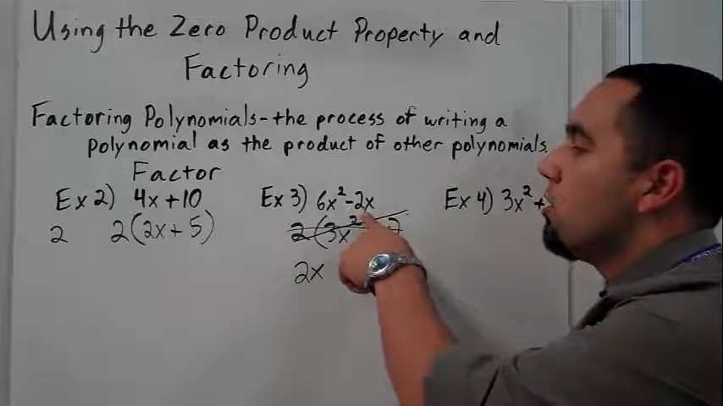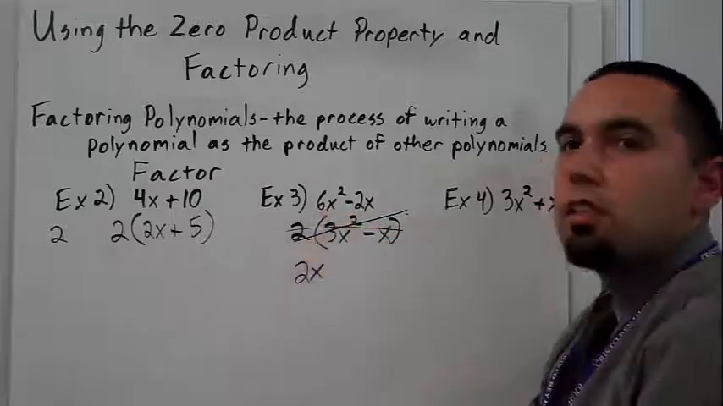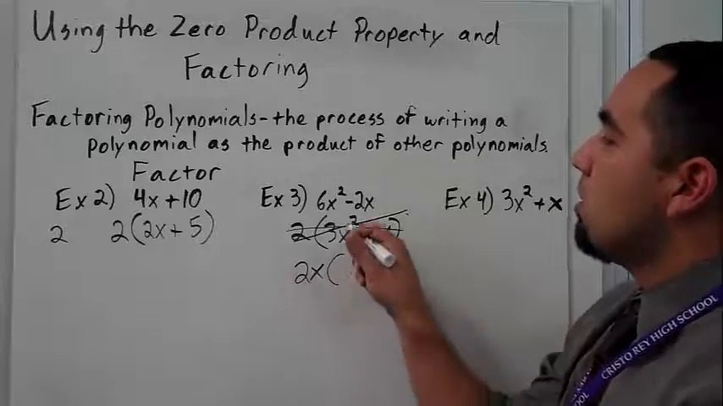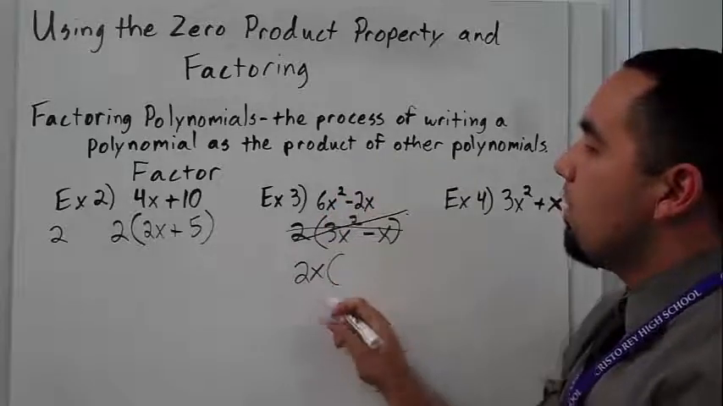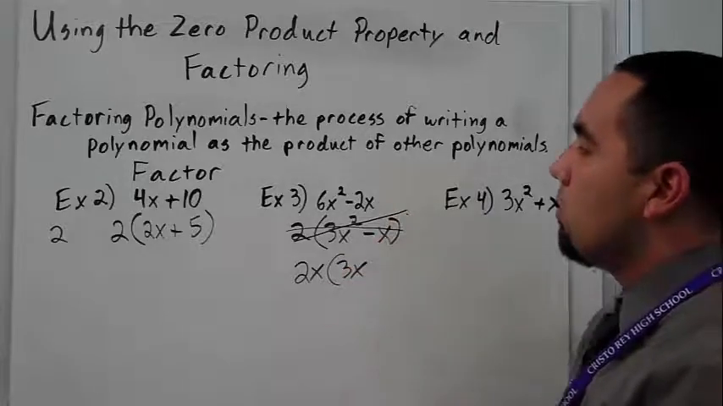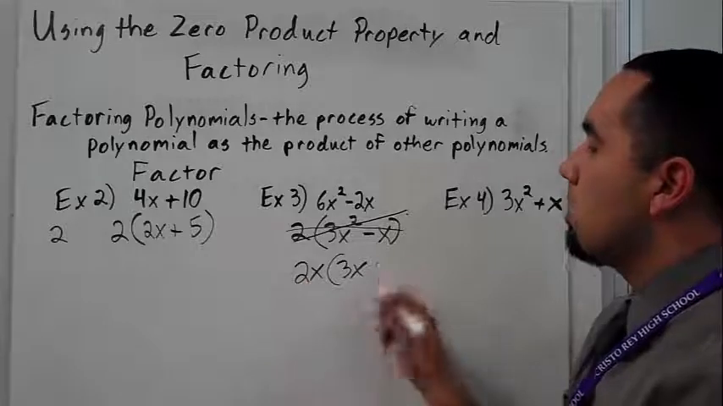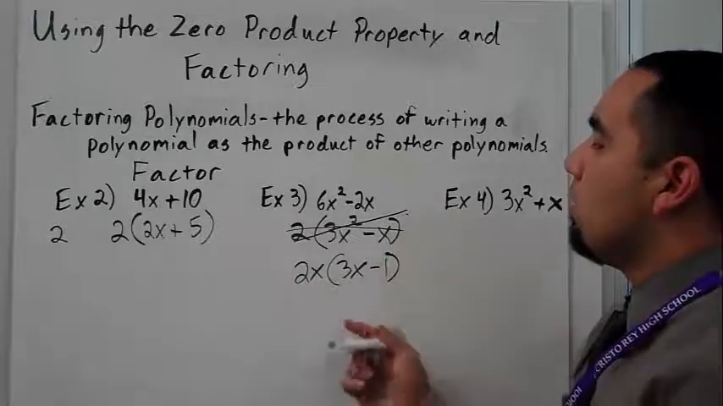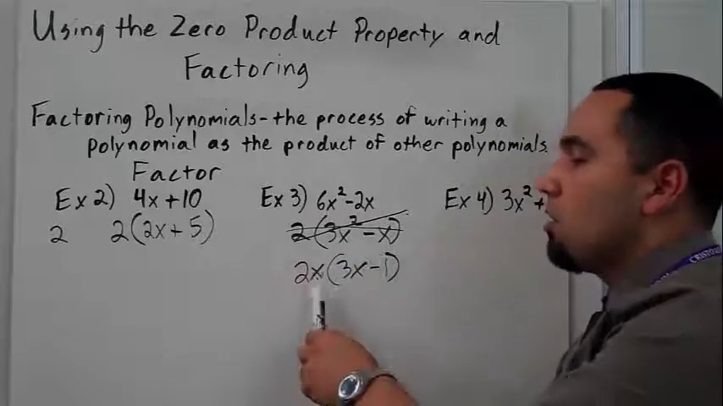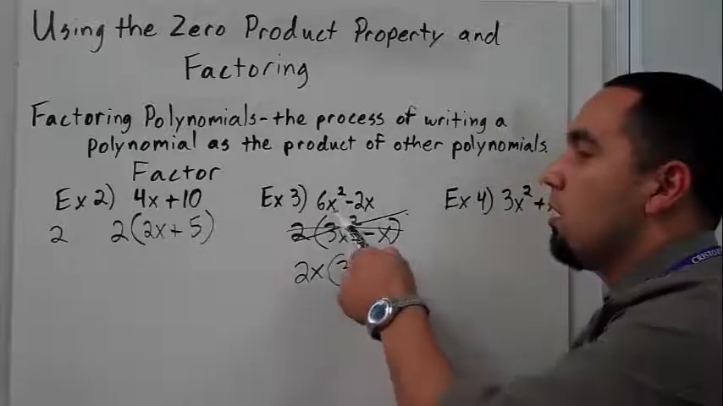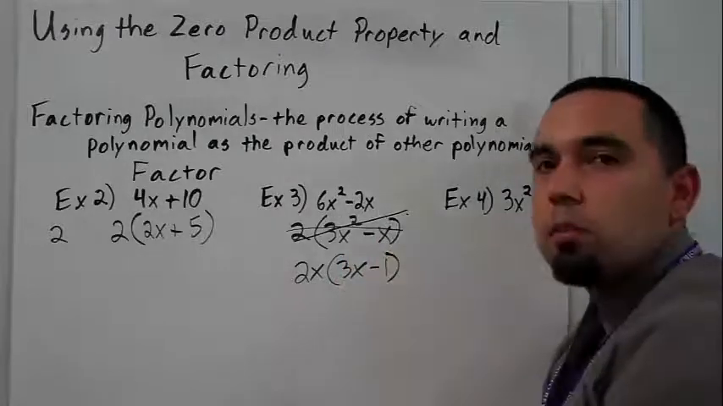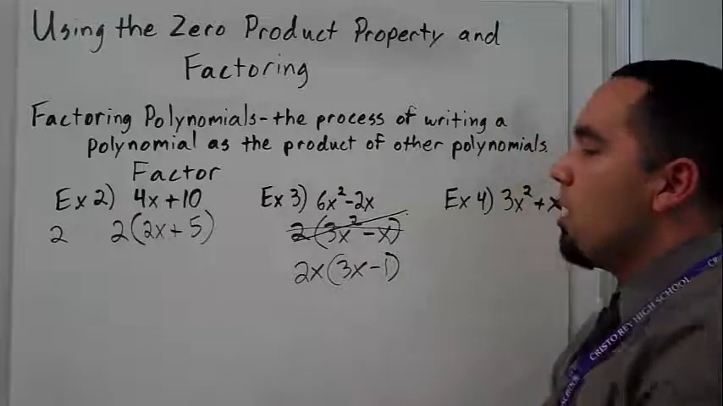Because if I look at this term, there's a 2x in this term, and there's a 2x in that term. So when I pull it out, I'm left with 6x squared divided by 2x, which gives me 3x, and negative 2x divided by a positive 2x is going to be negative 1. And again, I can check my work by redistributing it in and making sure it works. 2x times 3x gives me 6x squared. 2x times negative 1 gives me negative 2x. So I know that my answer is correct here.